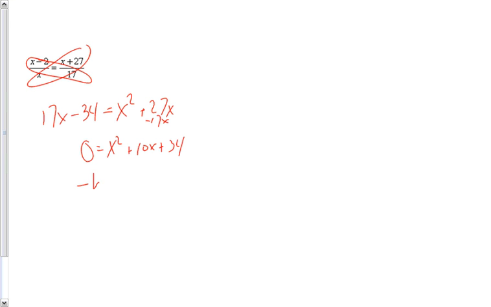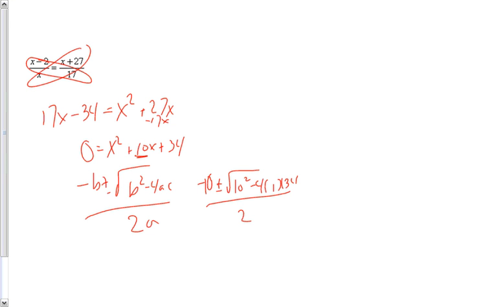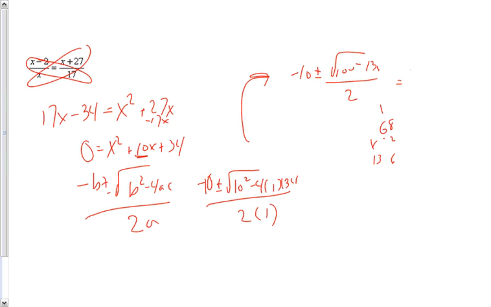Using my quadratic formula, negative b plus minus the square root of b squared minus 4ac, over 2a. This right here is my b, so negative 10 plus minus the square root of 10 squared minus 4 times 1 times 34, over 2 times 1. Cleaning it up, negative 10 plus minus the square root of 100 minus 136. So what do you know? 100 minus 136 is negative 36, so negative 10 plus minus the square root of negative 36 all over 2.